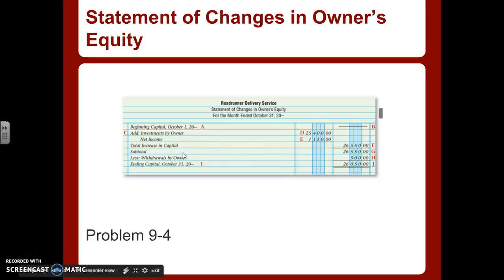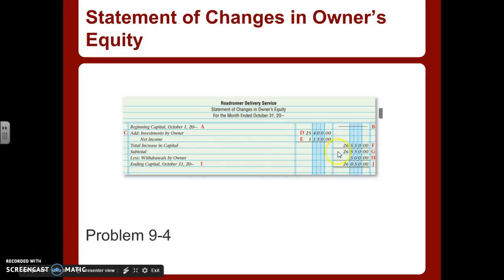Now, changes to the capital account are going to be investments made by the owner. This is $25,400, which is the startup cash. And then after the first month of business operation, the net income, which is $1,150. This is going to tell us the total increase in capital, which is $26,550. Notice the single rule indicating calculation.